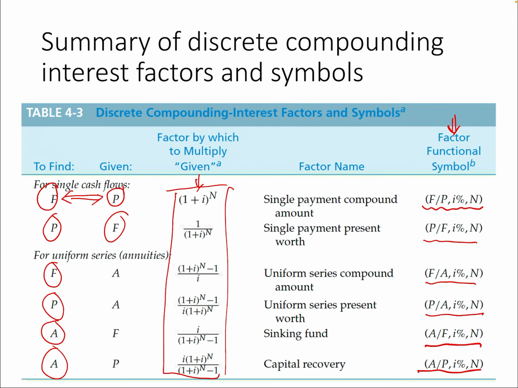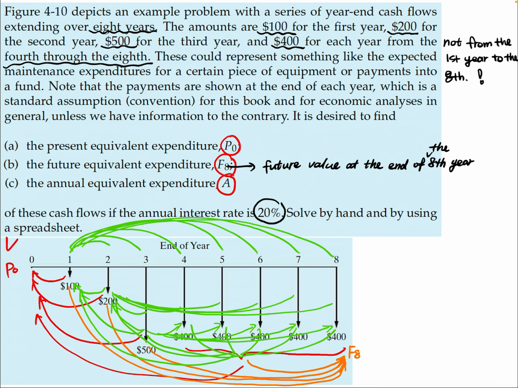And this table is also very important. You want to make sure you know how to write these factors correctly, depending on the question, okay? And then this is the multiple cash flow problem. So you have multiple cash flows and you want to convert all of them to the present time or future time or annual and every year.